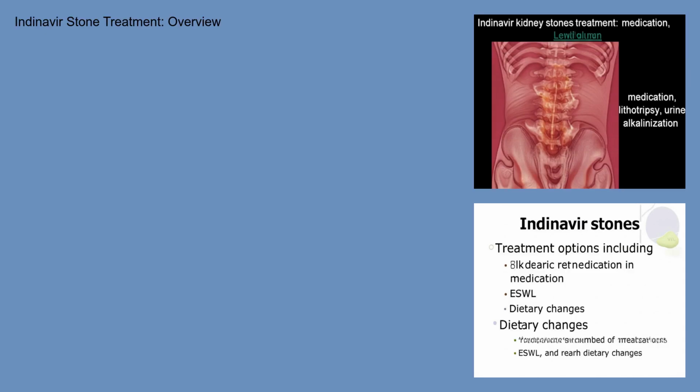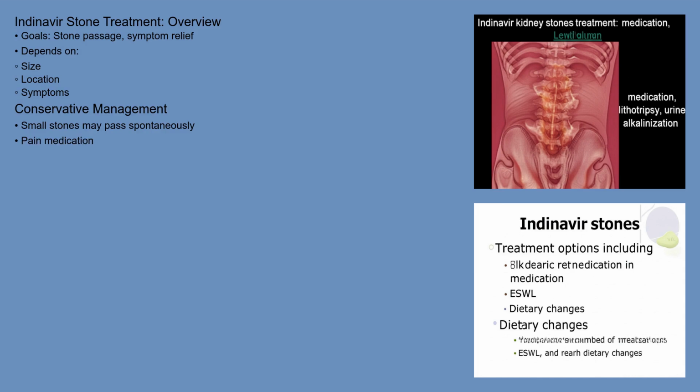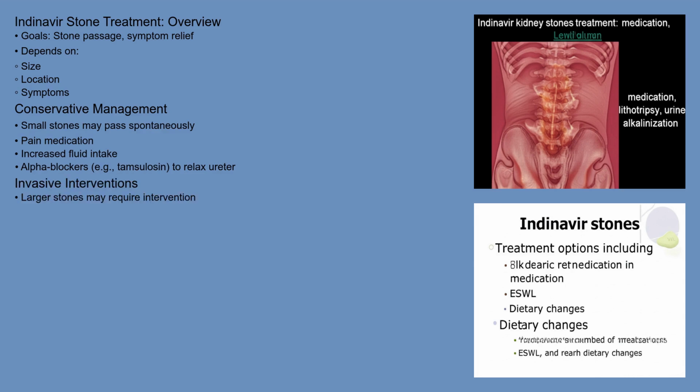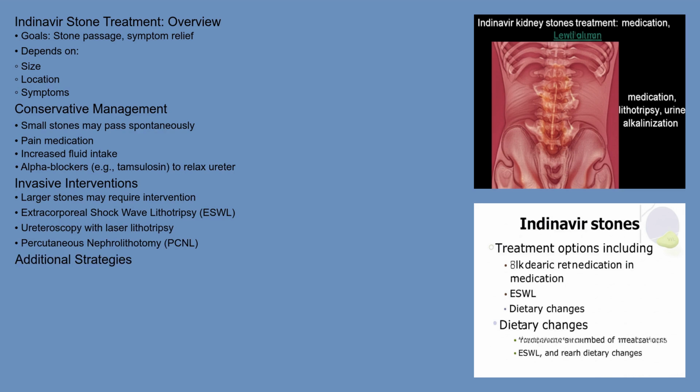Treatment and management of Indinavir stones depend on the size, location, and symptoms. Small stones may pass spontaneously with conservative management, including pain medication and increased fluid intake. Alpha blockers, such as tamsulosin, can help relax the ureter and facilitate stone passage. Larger stones may require more invasive interventions, such as extracorporeal shock wave lithotripsy (ESWL), ureteroscopy with laser lithotripsy, or percutaneous nephrolithotomy (PCNL). Alkalinizing the urine with medications like potassium citrate can sometimes help dissolve Indinavir stones, especially smaller ones. In some cases, discontinuation or modification of the Indinavir regimen may be considered in consultation with an infectious disease specialist.